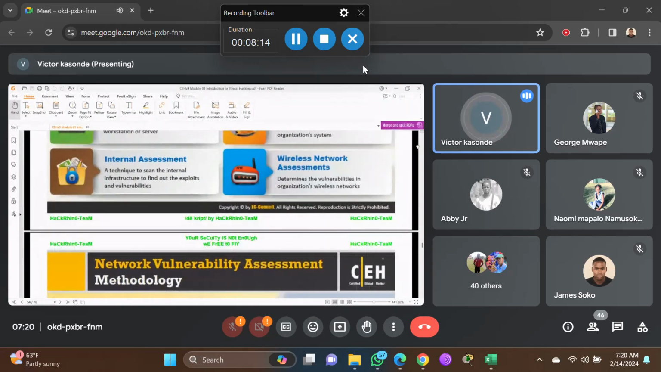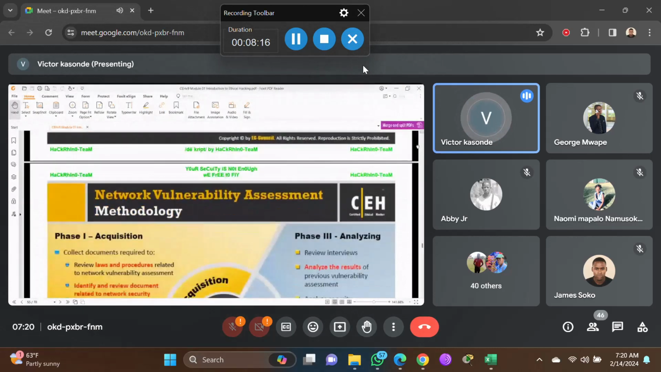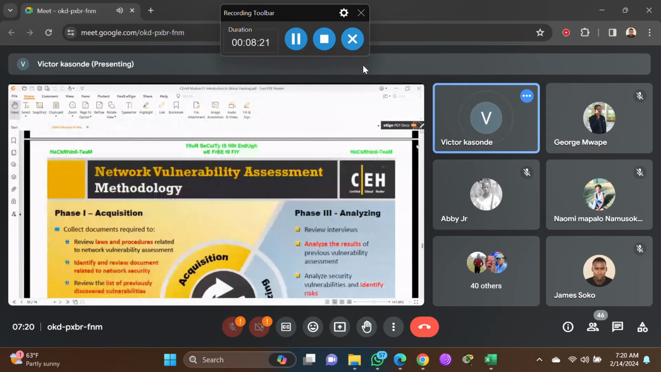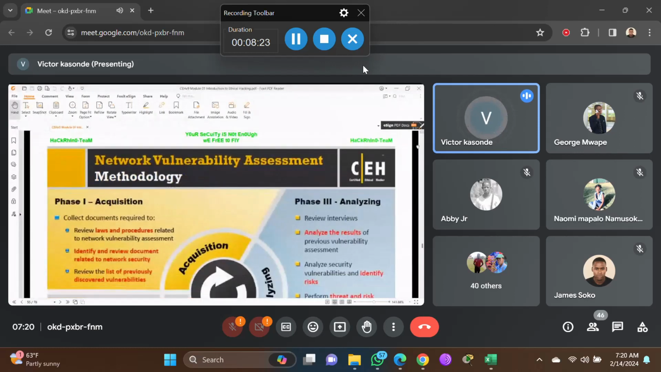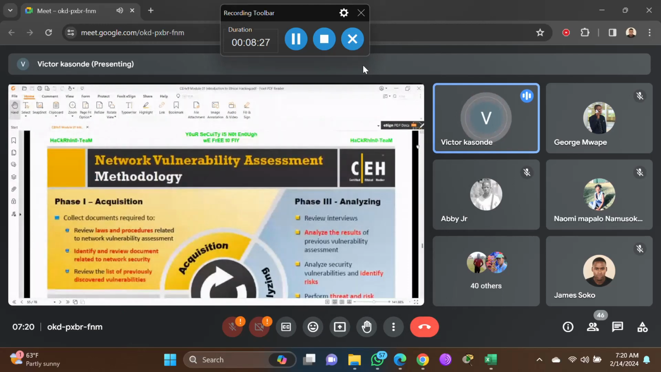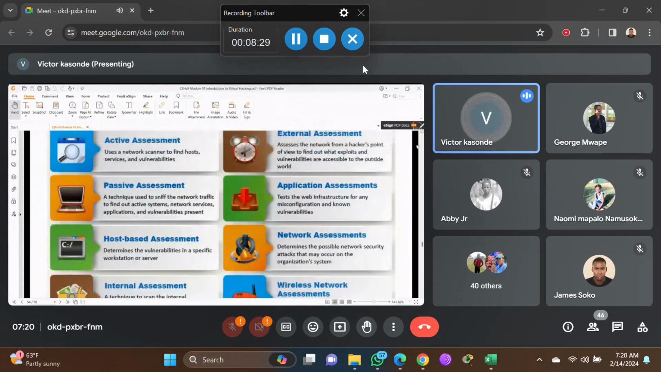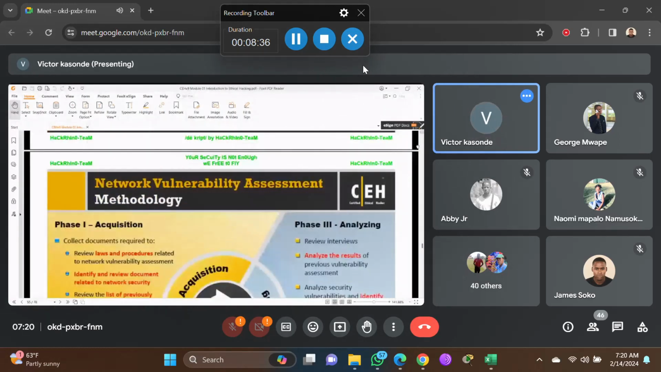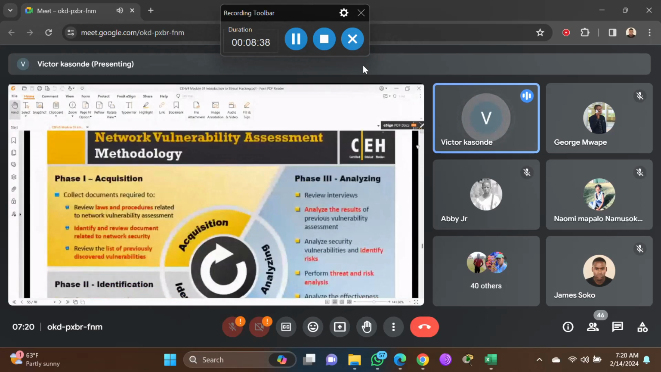Okay, let us continue. Network vulnerability assessment methodology. There are different methodologies, and we are now going to tackle the network vulnerability assessment methodology. Phase one, acquisition. You have to collect the required documents.